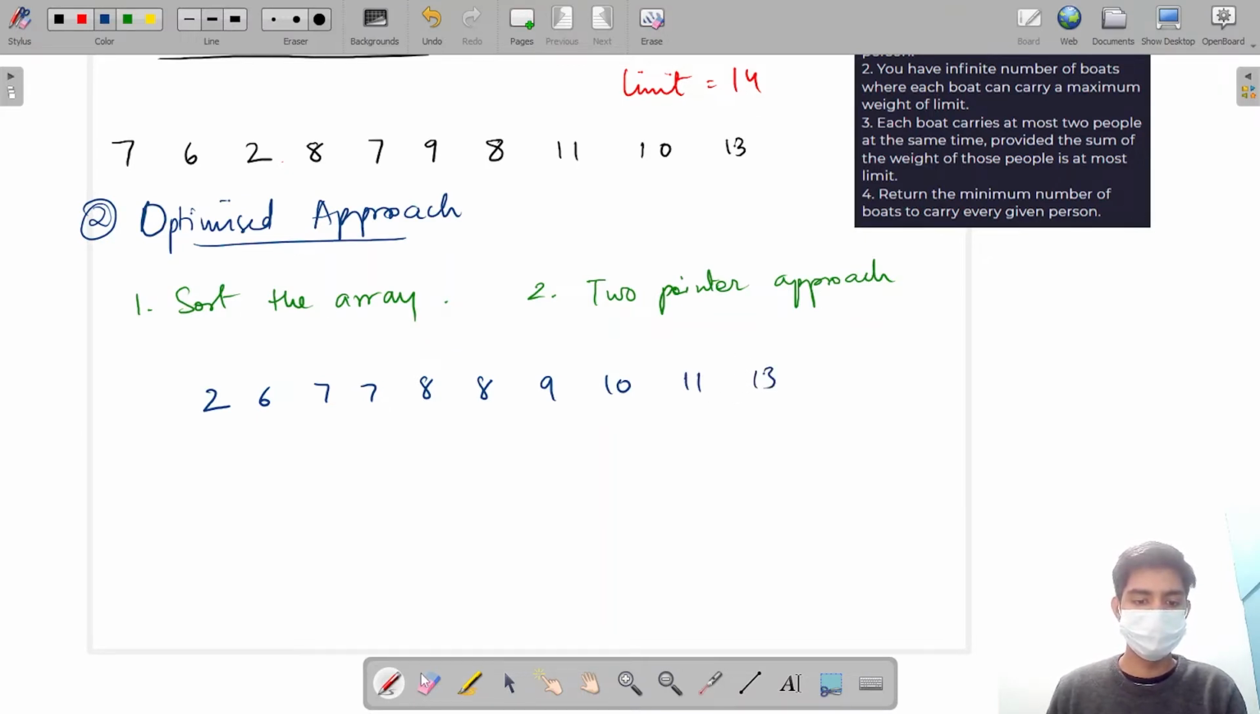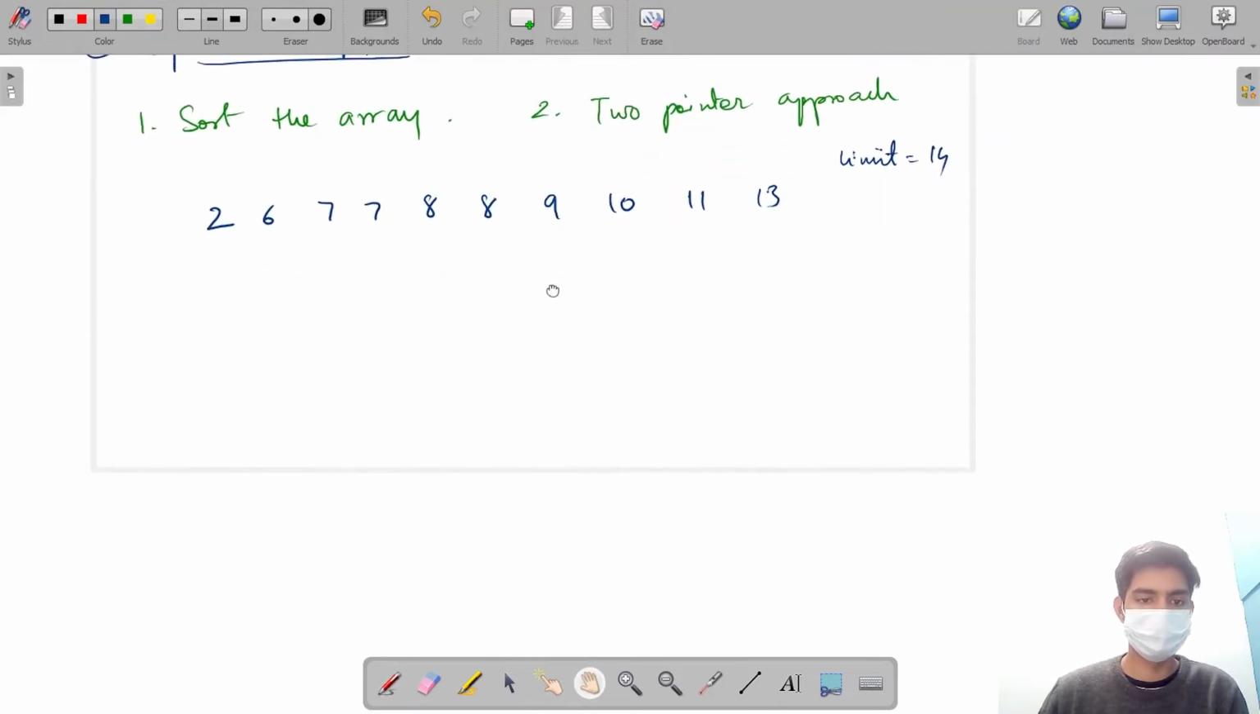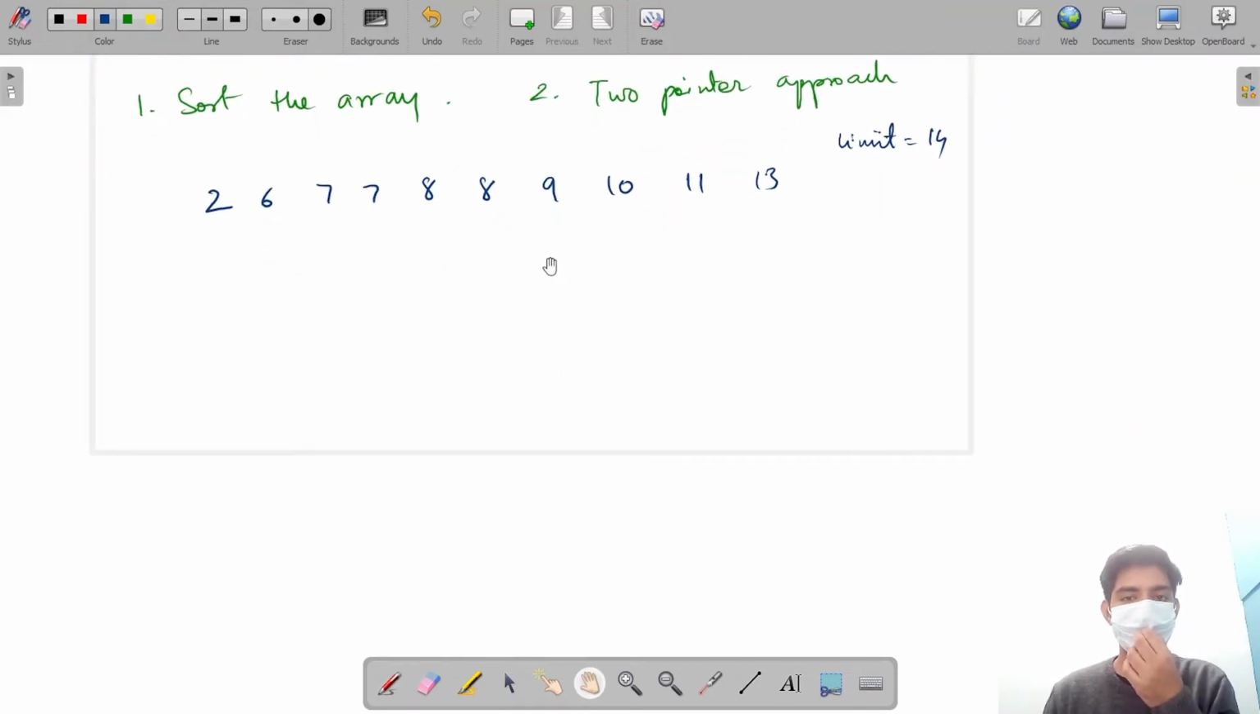Okay, let's remove this 13. We don't really need this 13 because we added it later, right? But let's say I have this 13 only. So this is my array, right? And now, also my limit is 40. Okay, this is my sorted array. Now, why did I sort this array? And I'm also saying that I'm going to use a two pointer approach, right? So my two pointers are going to be i here and j here.